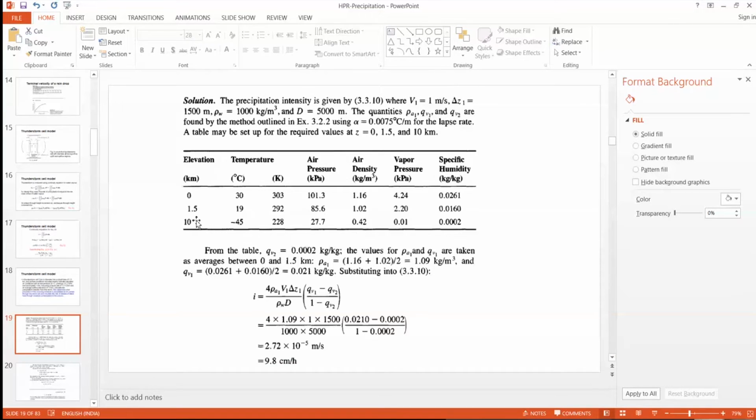So we have to set up this table. So elevation at zero, temperature is given as 30 degrees centigrade, and we need to convert it into Kelvin, that is 303, and air pressure at the surface is given as 101.3 kilopascal.